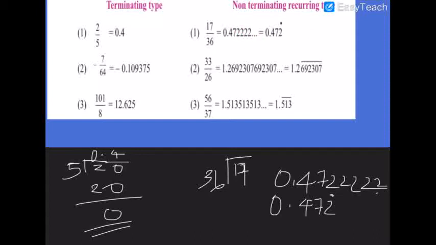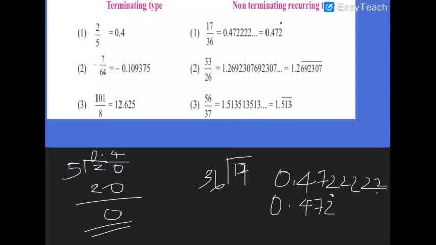It is repeating continuously. And in 33.26, the term 692307 is repeating endlessly. So it is represented by drawing a line above all the terms which are repeating. So it is non-terminating recurring type. Non-terminating, and recurring means it is repeating. Particular digits are repeating. So the dot or lines are used to represent the recurring numbers. And in 56 by 37, you can see 5 and 3 are repeating, 5 and 3, represented by drawing a line above 5 and 3.